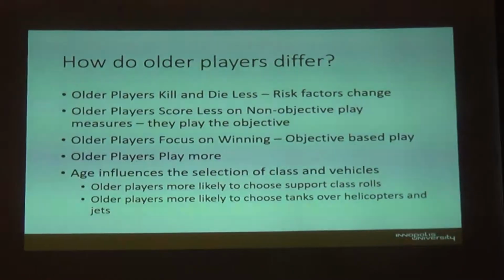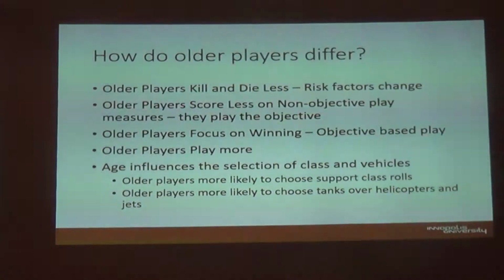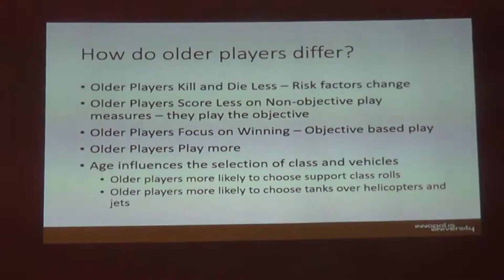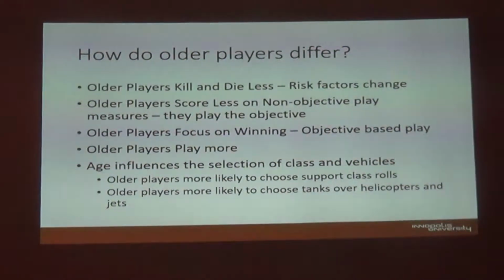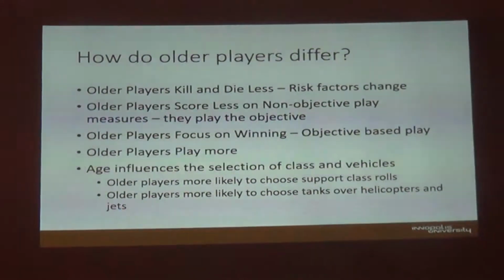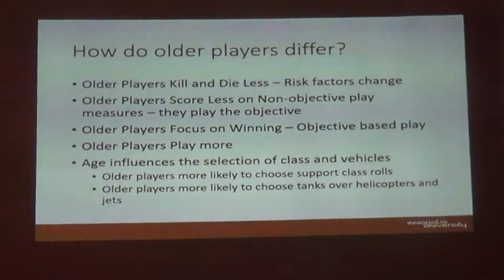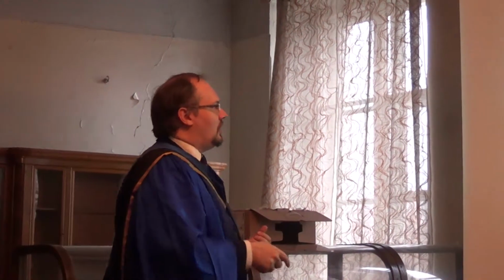How do older players differ when they ran this study against all of these things? So, over 10,000 people: older players kill and die less. So our risk factors change. As you get older, you don't kill as much and you don't die as much. Yeah. You die of other causes, right? Older players score less on non-objective play measures, so they play the objective. So kill-death ratio is not something that an older player will look at. What they look at is, did I win the game or not? Did my side win? Older players also focus on winning for that.